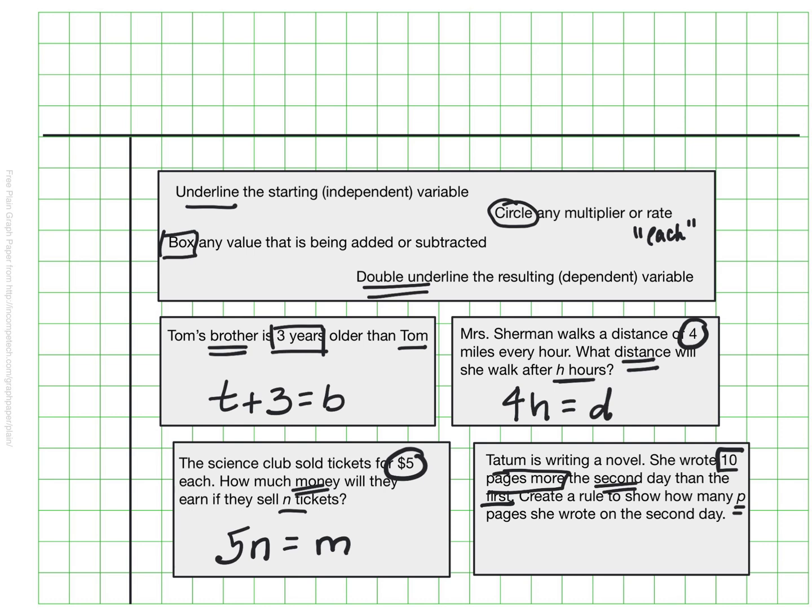So we know she started with her first day, maybe F for first. She then did 10 more, and that told her how many pages she did on her second day. So if she wrote 20, we could figure it out. If she wrote 42, we could figure it out. This rule would work no matter what.